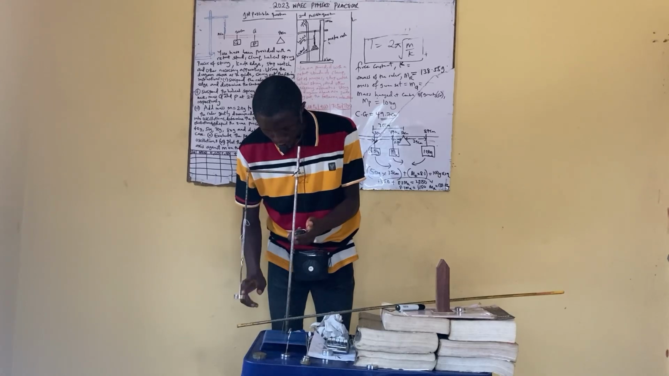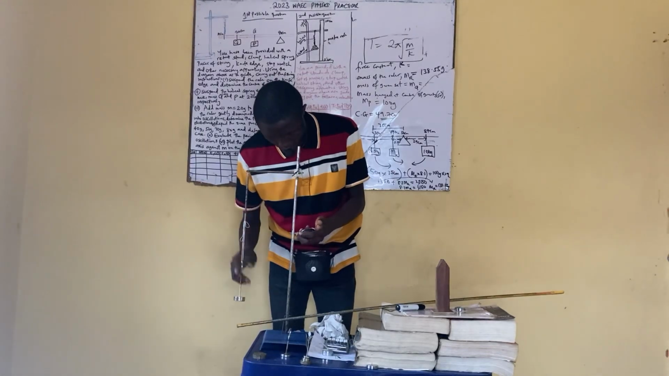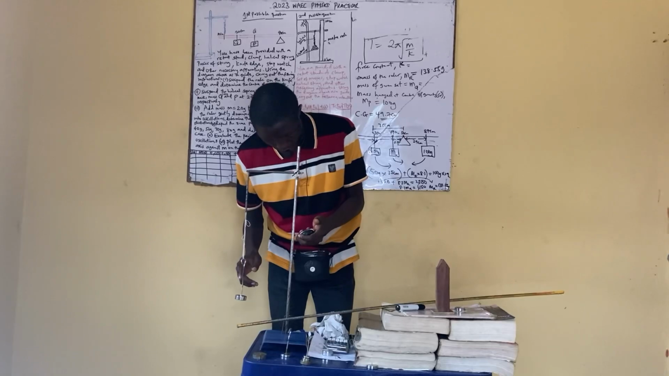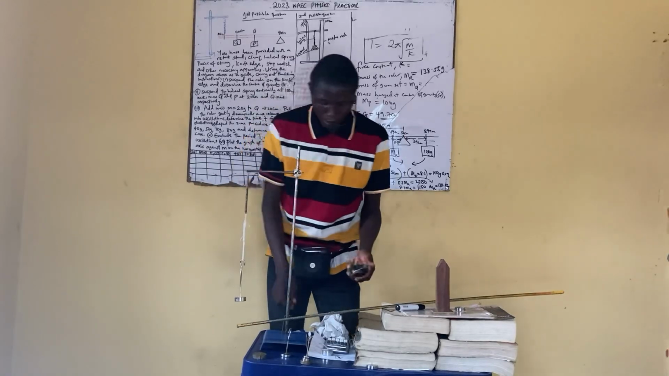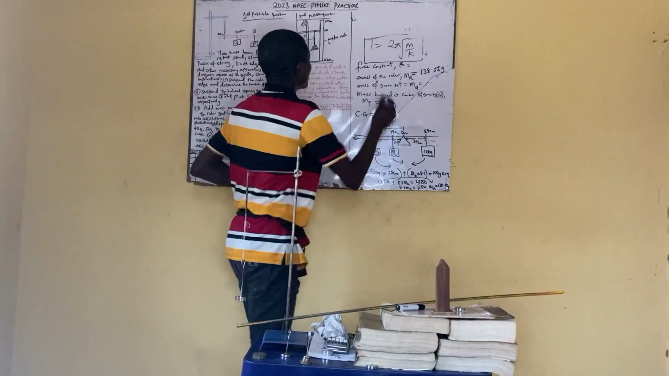1, 2, 3, 4, 5, 6, 7, 8, 9, 10, 11, 12, 13, 14, 15, 16, 17, 18, 19, 20. So this is 0.15. 0.15.